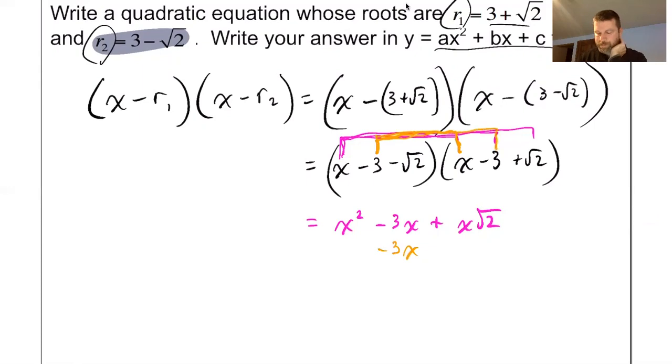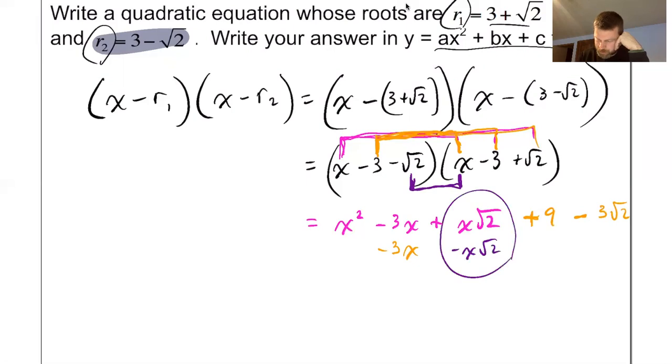-3 times -3, that's a positive 9. I don't have any constant term yet, so I'm going to throw that over here, positive 9. -3 times square root of 2, that's -3 square root of 2. I don't have any of those terms, so I'm going to write over here, minus 3 square root of 2. All right, and then the last terms, negative square root of 2 times each of those. Negative square root of 2 times x would be negative square root of 2 times an x, or put the x first. I'm going to put it right here, because those terms are going to work out real nicely together. Negative square root of 2 times a -3, well, a negative times a negative is a positive, so that'd be positive 3 times the square root of 2. I'm going to write that right here.